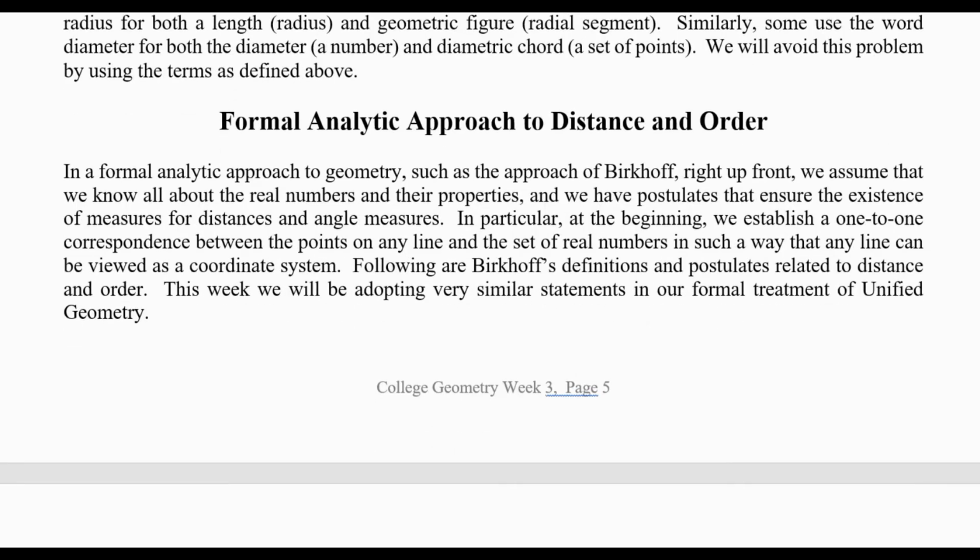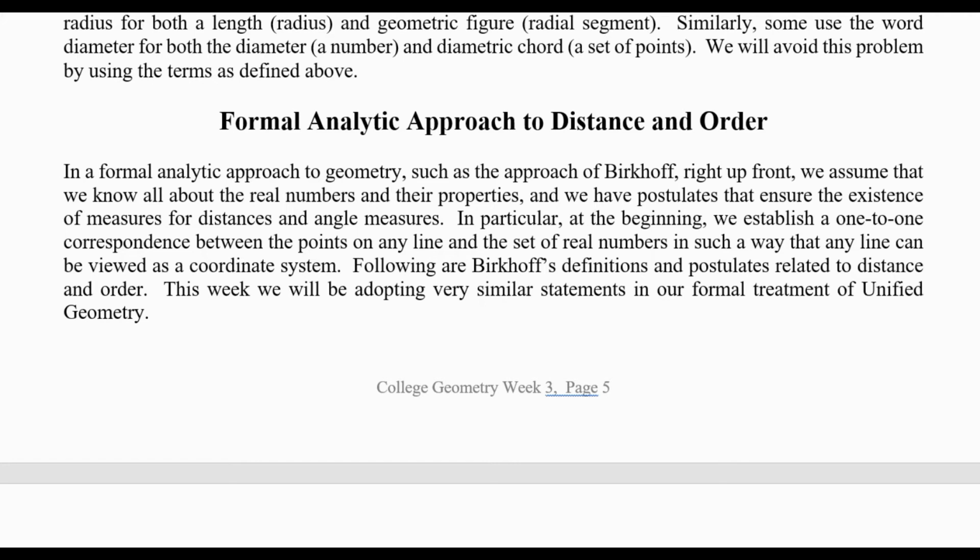In a formal analytic approach to geometry, such as Birkhoff's approach, right up front we assume that we know all about the real numbers and their properties, and we have postulates that ensure the existence of measures for distances and angle measures. In particular, at the beginning, we establish a one-to-one correspondence between the points on any line and the set of real numbers in such a way that any line can be viewed as a coordinate system or as a number line.